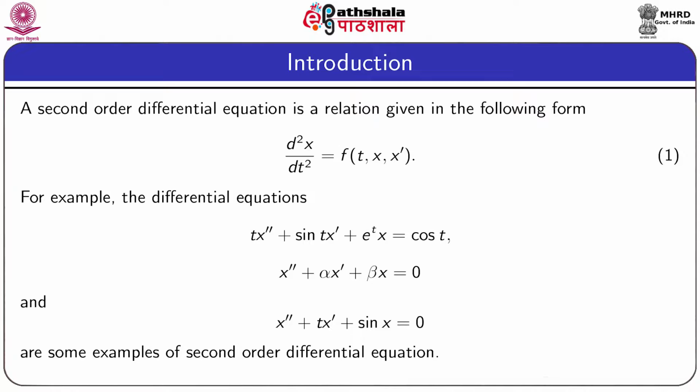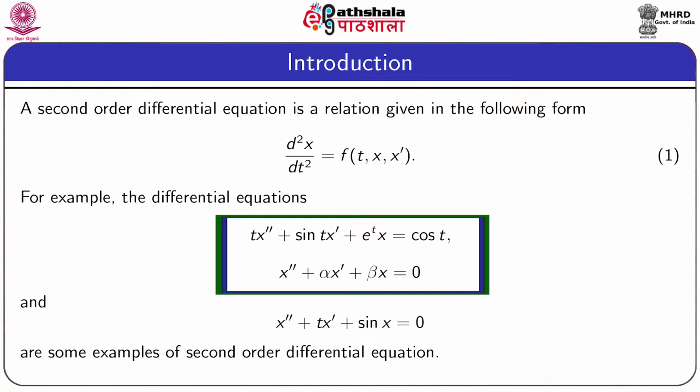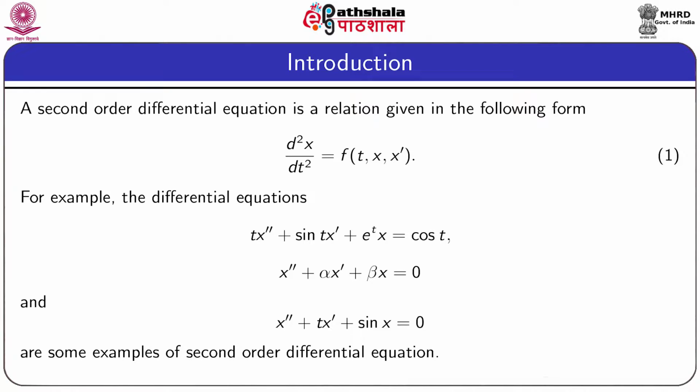The following examples: t x'' plus sin t into x' plus e to the power t x equal to cos t, x'' plus alpha x' plus beta x equal to 0, and x'' plus t x' plus sin x equal to 0 are some examples of second order ordinary differential equation. Please note, x'' is d2x/dt² and x' is dx/dt.